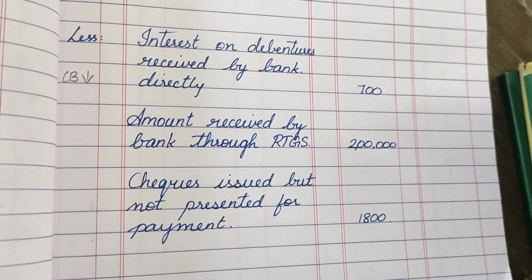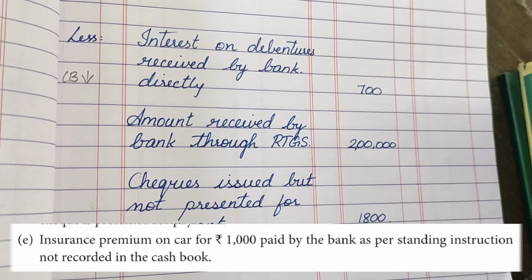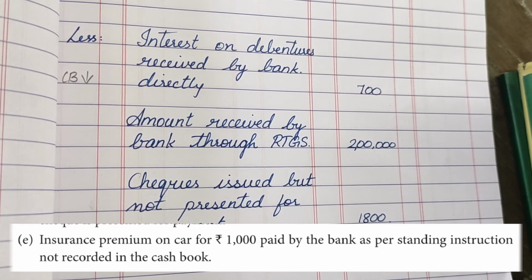The next transaction is insurance premium on car for 1000 paid by the bank as per standing instruction, not recorded in the cash book. So the bank is paying. So when the bank is paying something, the amount directly is deducted from the bank, whereas a cash book does not reflect it. It is not recorded.